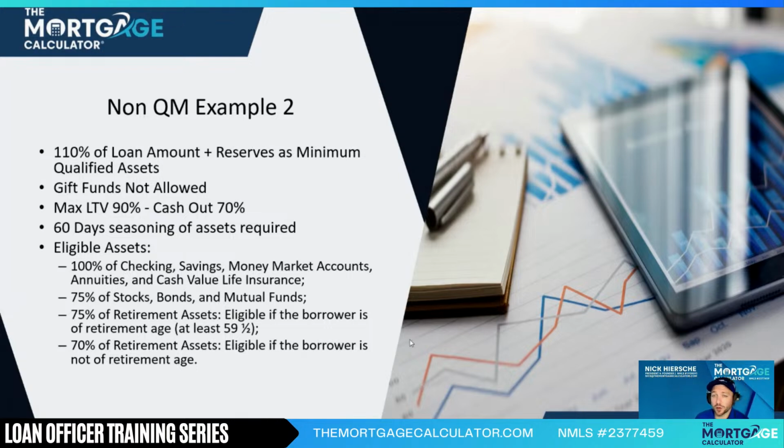So this would be a program for a borrower that may have less assets, going for a smaller loan amount, maybe a $200,000 loan. You'd only have to have $220,000 technically worth of assets to use if you wanted to use them. So very different setup there in their minimum qualified assets. Gift funds are not allowed at all on this program. Max LTV 90%, same there. And they have a cash out restriction, 70% overall, no exceptions. So that's just another little caveat there.